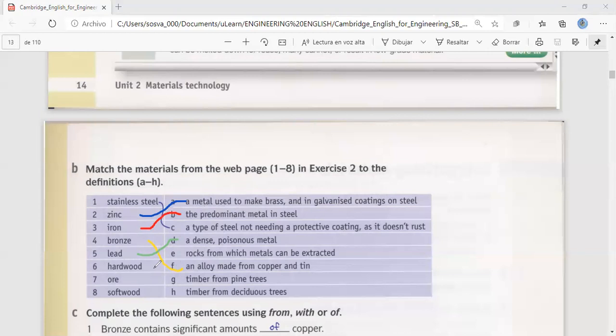Now, what about hardwood? Well, in this case, hardwood is, you say, timber from deciduous trees? Deciduous tree, letter H. Excellent. Softwood is timber from pine trees. And ore is rocks from which metals can be extracted. Rocks from which metals can be extracted. Yes. Okay. Exactly.